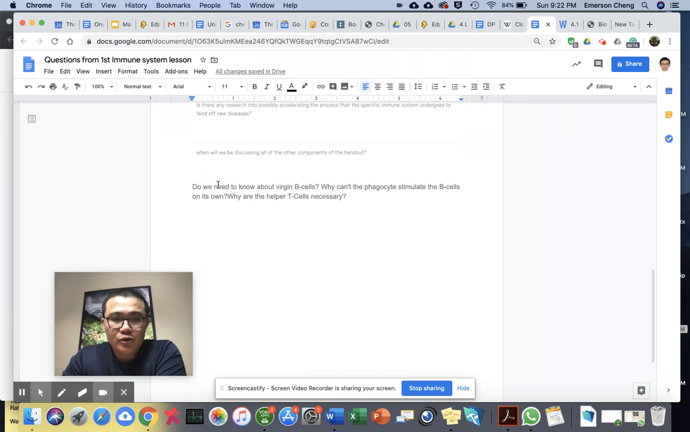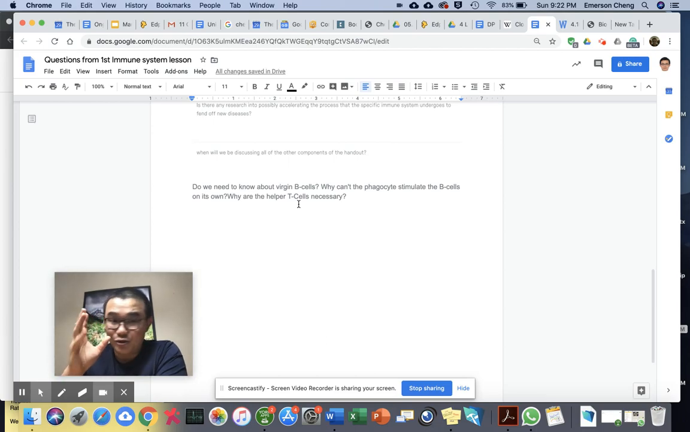What do we need to know about virgin B cells? I think I answered that question earlier just now. Why can't phagocytes stimulate the B cells on their own? They just don't. They're not really the ones that send out signals. They are presenting the antigen, but mechanism-wise, they're not the one presenting the signal. It is T cells that are necessary. In fact, the helper T cells are necessary because they are actually part of it.